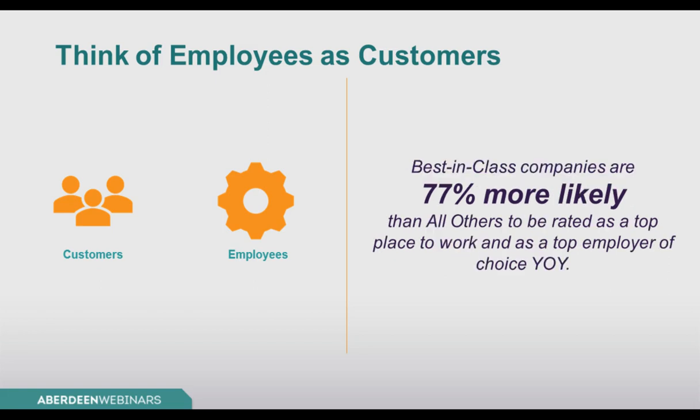The best-in-class are 77% more likely than all others to be rated as a top place to work and as a top employer of choice year over year. Their tenure is rising compared to all others as well, and a large piece of this goes back to that understanding that declining engagement with time is a major pressure driven by a dystopian reality in the workplace compared to what an employee was sold on as a candidate.